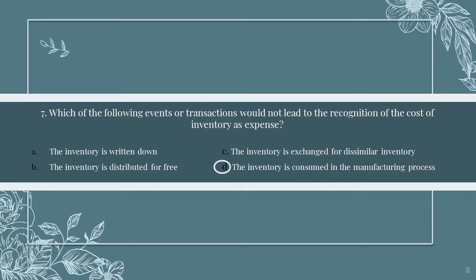The inventory is consumed in the manufacturing process, because we all know that if the raw materials will be used for the manufacturing process, then we only debit the work in process inventory and credit the raw materials inventory. Unlike letters A, B, and C, which we will recognize as expense or a certain appropriate expense account. However, for letter D, it will be absorbed by the work in process inventory and then the finished goods inventory.